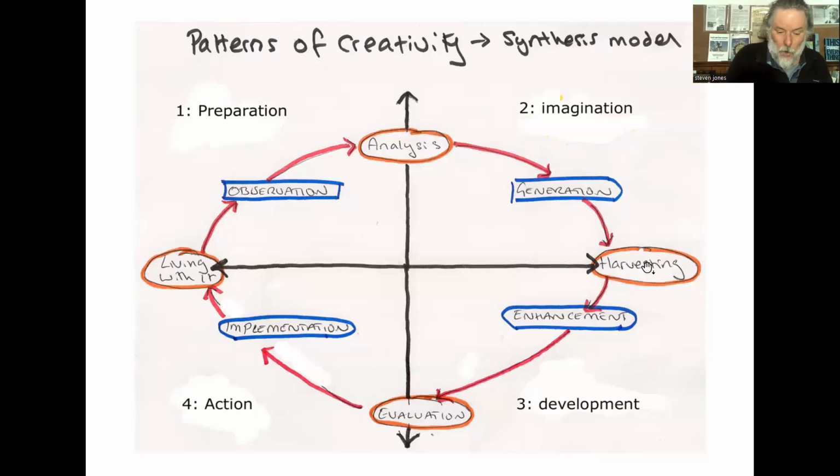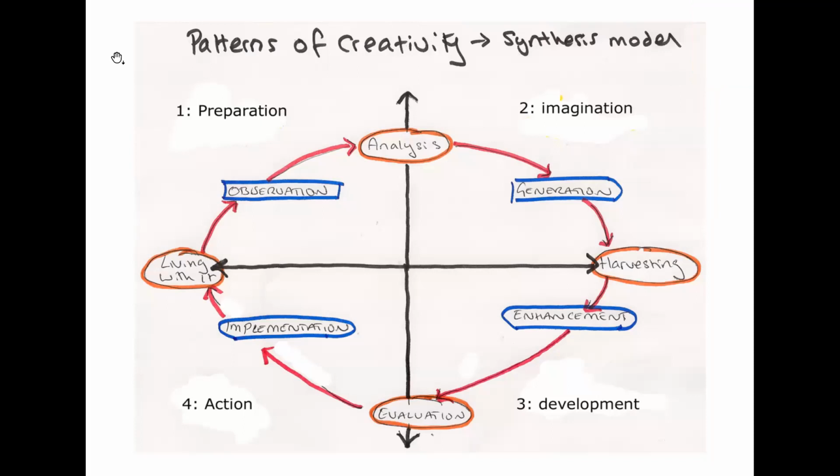This is a four-part model called Patterns of Creativity, a synthesis model. Let's think about creativity, let's think about design, how we make our dreams come true. Let's say it has these four stages. We start off here, living with it, in your house, looking at your land, looking at the problem you want to solve, experiencing it. So the first stage of your design is going to be preparation, and that preparation is going to be the observation.